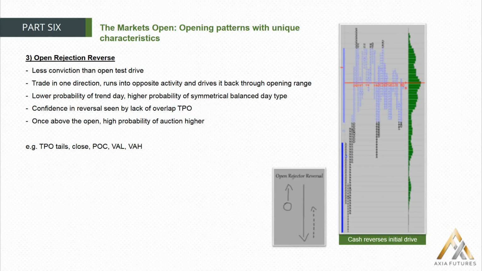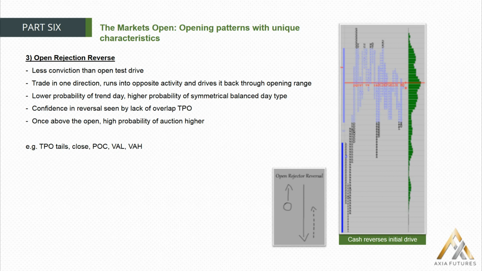The third open, and slightly less convicted type of open, is the open rejection reversal. Now again, it's a slightly less convicted open than the open test drive. We tend to trade in one direction before running into opposite side activity. For instance, in the graphic depiction, the first one, you can see we open, the market tries to move higher, and then it runs into very aggressive sellers that initiate aggressive shorts.